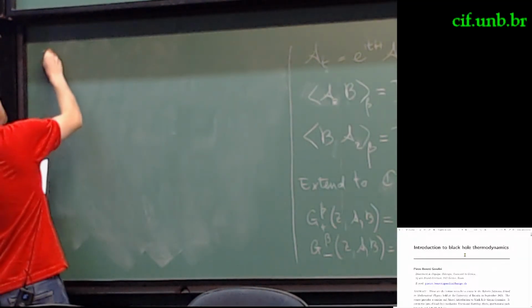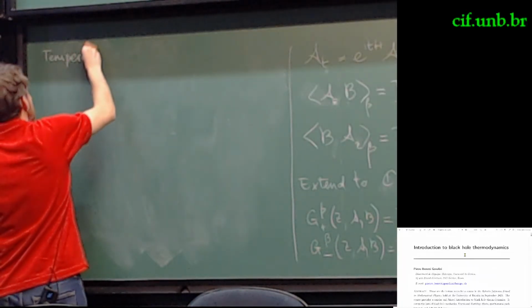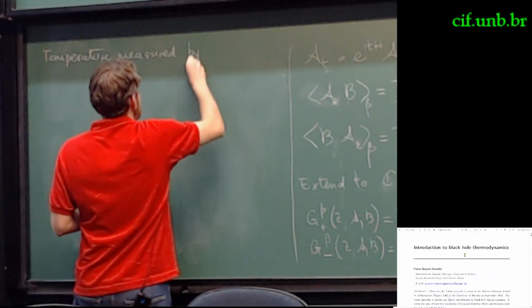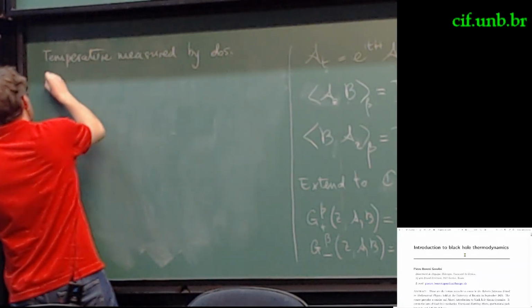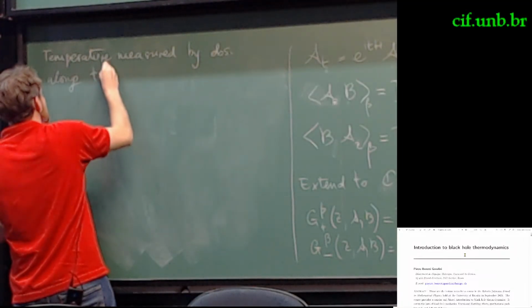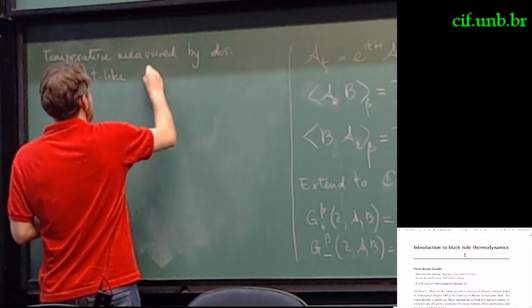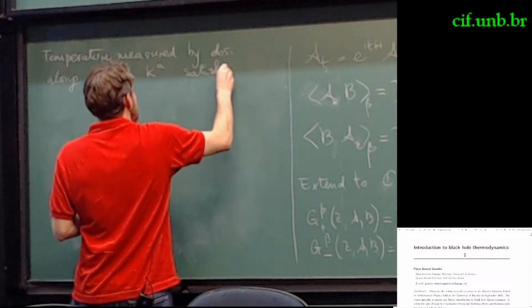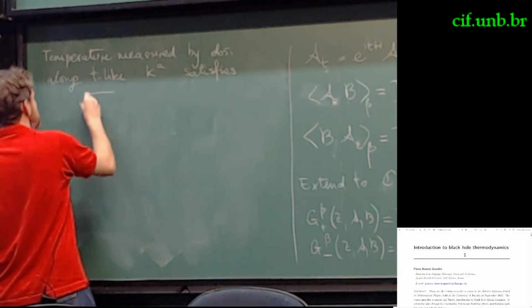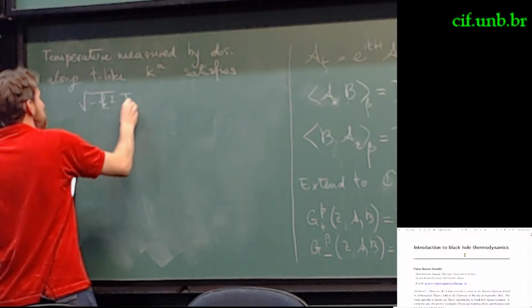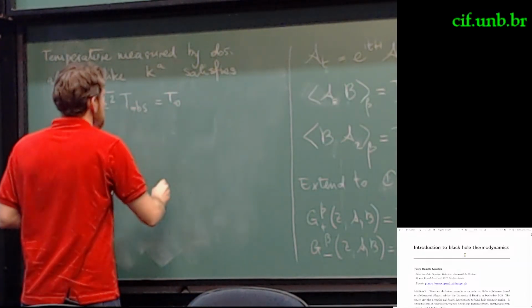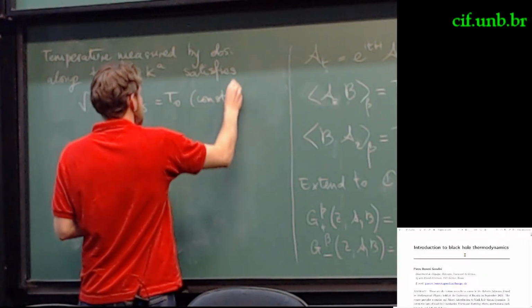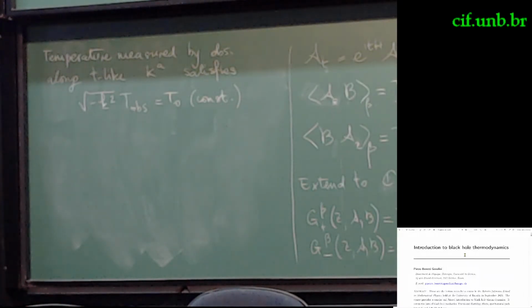So the temperature measured by an observer along a time-like Killing vector K^a satisfies T observed equals T naught divided by the square root of minus k squared. Well, T naught is a constant. T naught is that T naught.